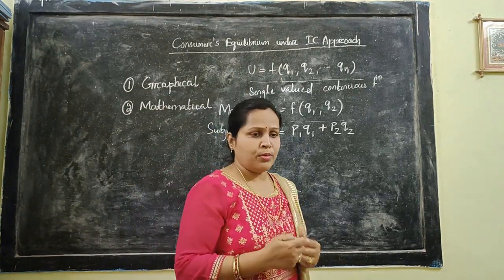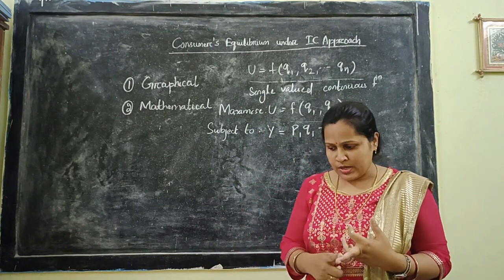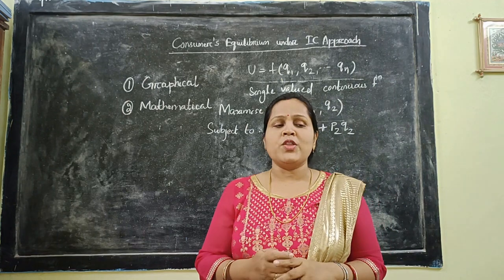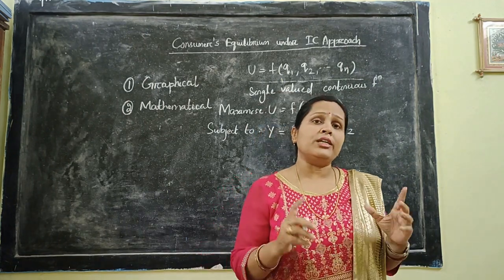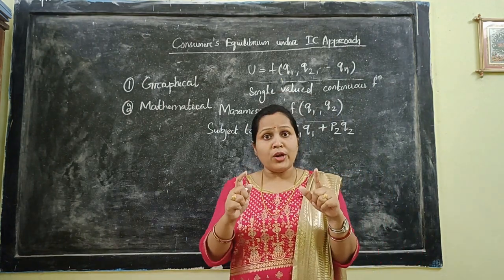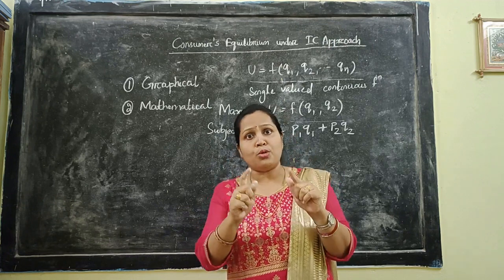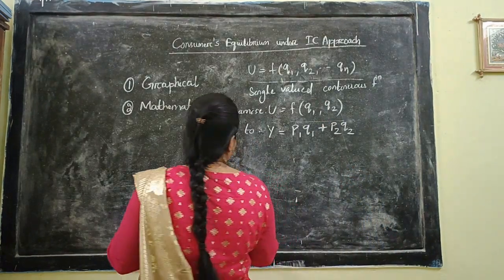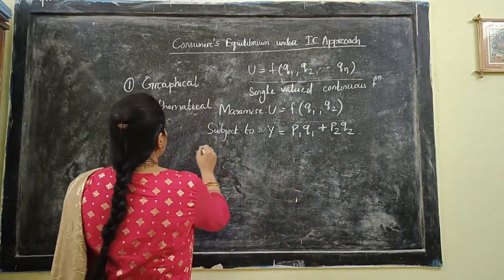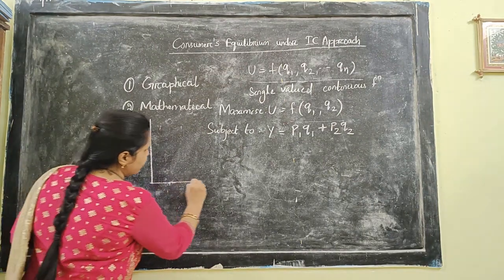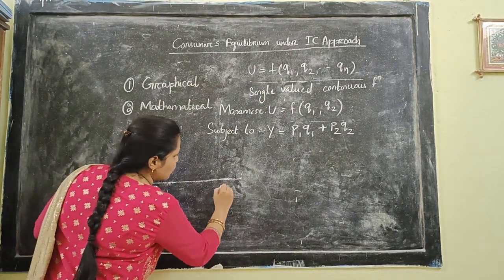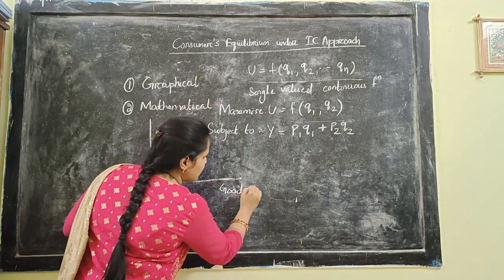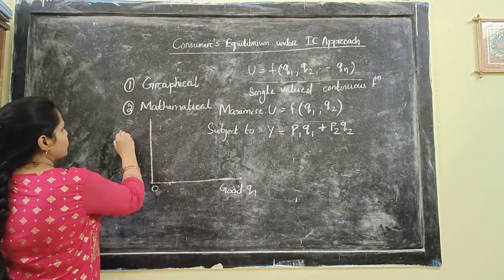Yes, the indifference curve approach. First of all, what is an indifference curve? An indifference curve is a locus of the points of combinations of two commodities that give the same level of satisfaction to the consumer. So let's draw one indifference curve. On the axes, suppose there are two commodities, so let's take good Q1 and good Q2.